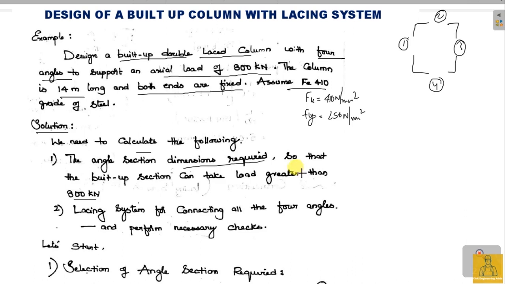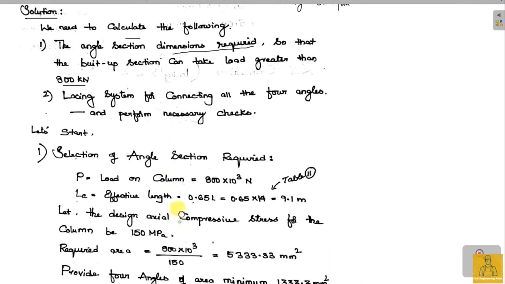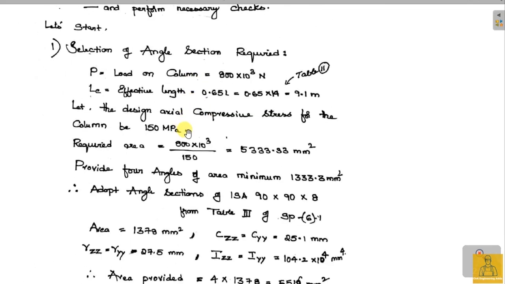Okay, so now let me jump into the first step, that is, I am trying to find out what should be the sections required. In order to do that, it's simple. First, take the load on the column that it has to bear: 800 kilonewton, that is 800 into 10 to the power of 3 Newton. Four angle sections should be able to take this much load. And we know both ends are fixed.